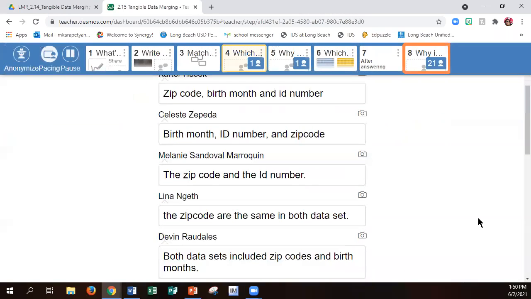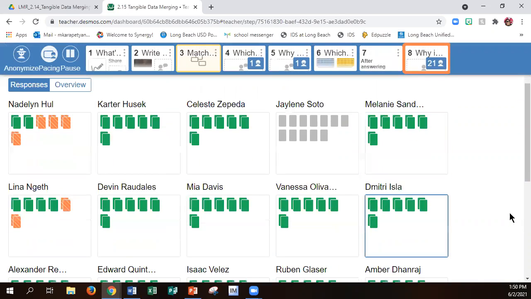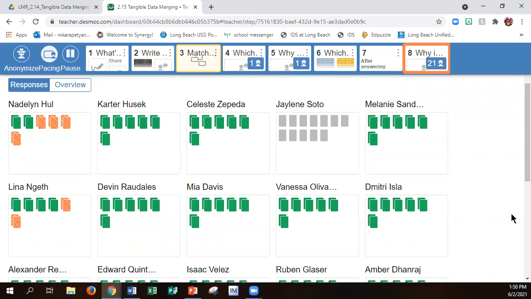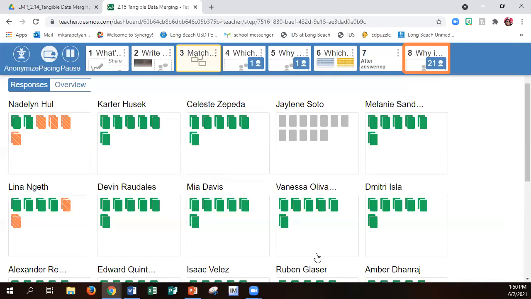I don't know which one you want. No, I wanted to make sure I did it right because I didn't see if I did it right. The variables that were the same in both data sets, right? We had zip code, birth month, and ID number. I meant for the matching one. That was my bad, I said the wrong thing. Okay, I just wanted to make sure. Do you see yourself? Yeah. Where? Oh, there you are.